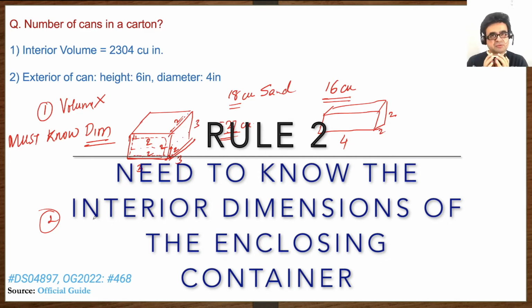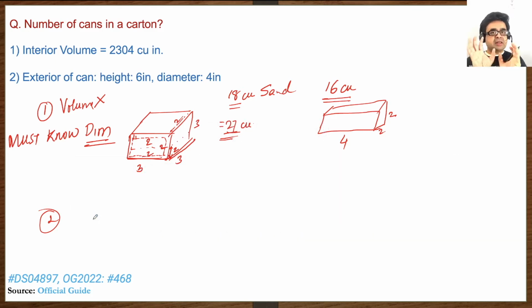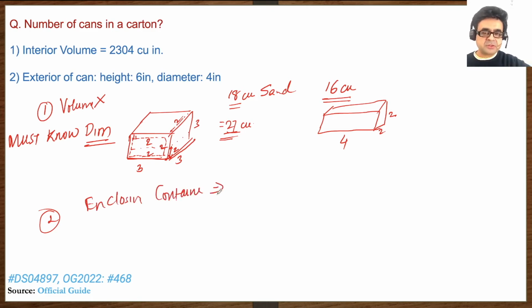What that means is, for the enclosing container, the container that you're trying to fill stuff in, you have to know the internal dimensions. So just having the outer dimensions is not enough. You really need to figure out what the internal dimensions are. And if the internal dimensions are not given, then you may be in trouble. So let's write that down. For the enclosing container, I must know not just the dimensions, but the internal dimensions, right?